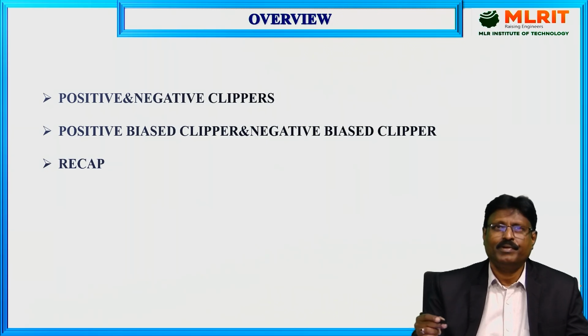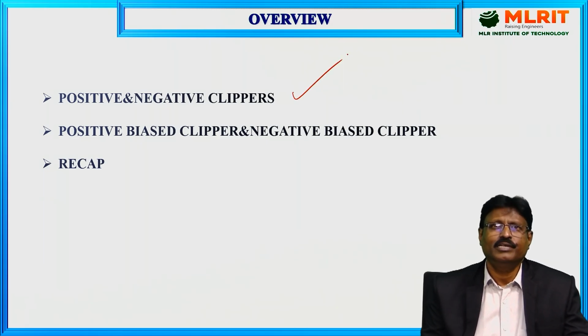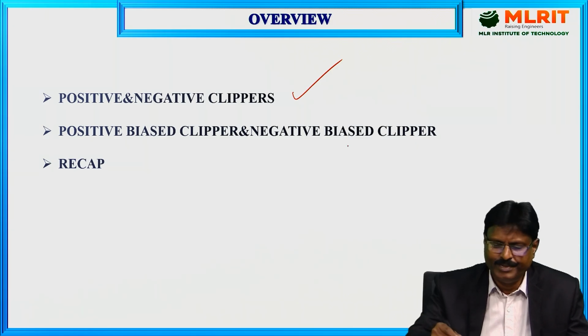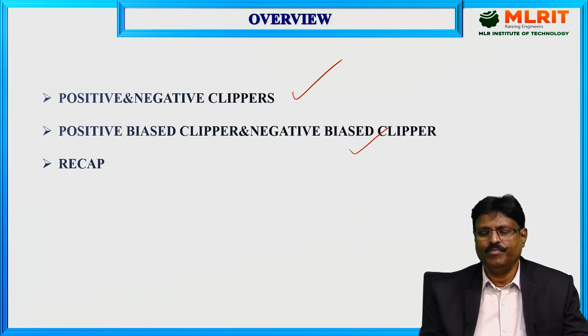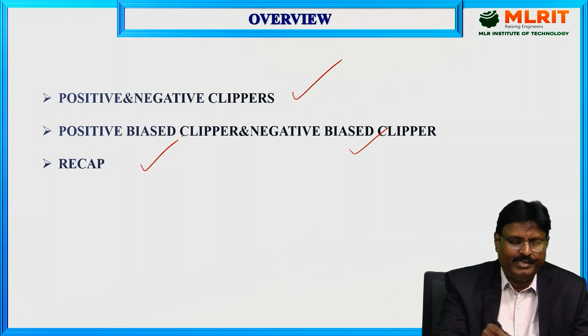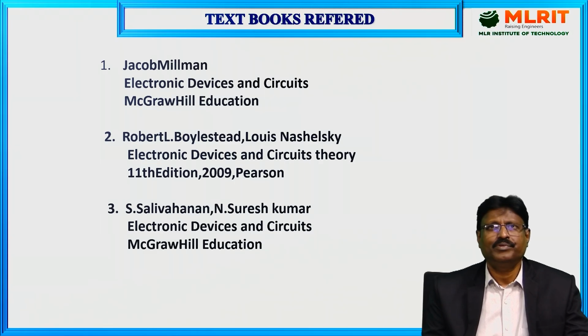The overview of my presentation goes on like this. First, you will be discussed about the types of clippers, basic clippers, positive and negative clippers, and then I will be explaining the positive biased clipper and negative biased clipper. The operation, and then I will be recapping the things whatever I discussed. And these are the textbooks I refer.